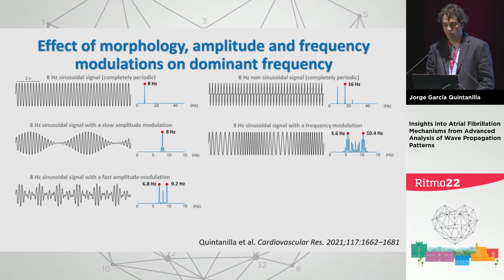And now you can see an example of what happens with the spectrum of signals with marked frequency modulations. Now the spectrum is full of peaks of different heights, and again, the highest ones are not the ones that best reflect the average activation rate of the signal, that would be 8 Hz.